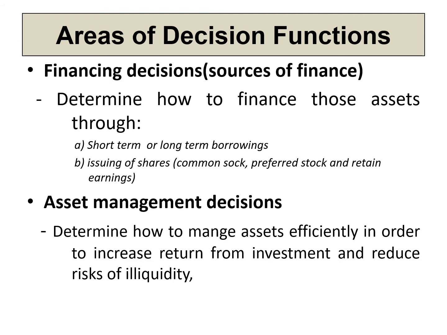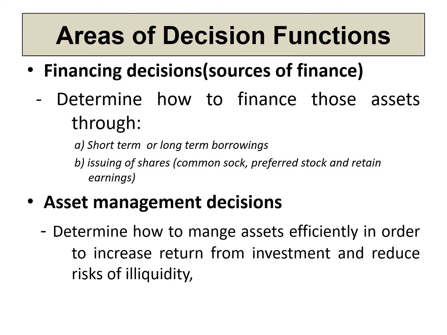The second area of decision functions is financing decisions, or deciding on what sources of finance to use to finance the investment decisions. So the financing decisions determine how to finance those assets through short-term or long-term borrowings, or by issuing shares, the common stock, preferred stock, and also internal financing, that is the use of retained earnings.